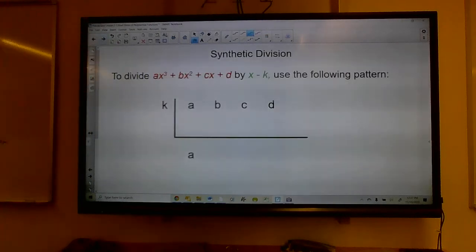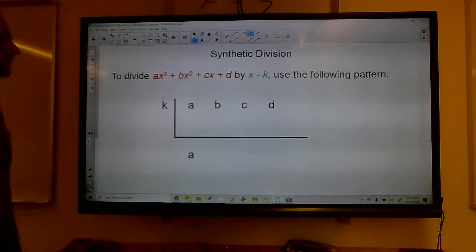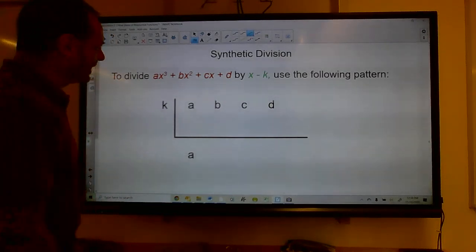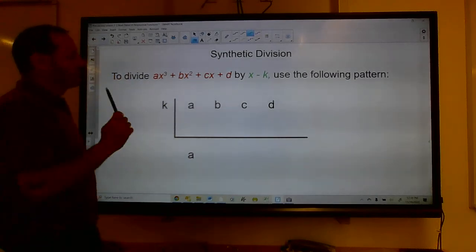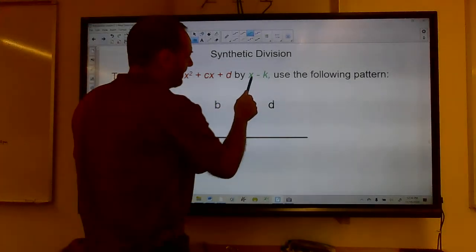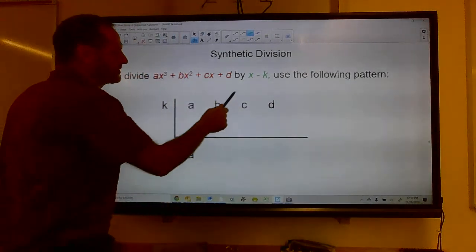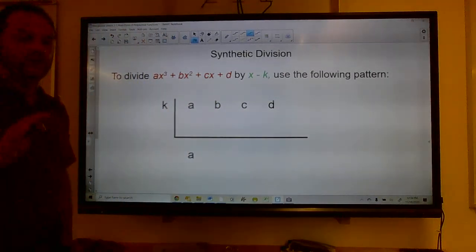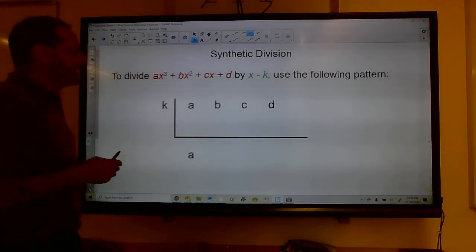All right, synthetic division. You can use synthetic division. It's a little quicker and easier. You got a lot less writing to do. But you can only use it when you've got an x minus k or an x plus k. If there's anything else here, if there's an x squared or something like that, you can't do it. Okay, and the pattern works like this.